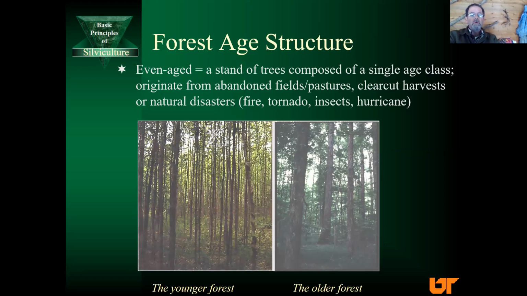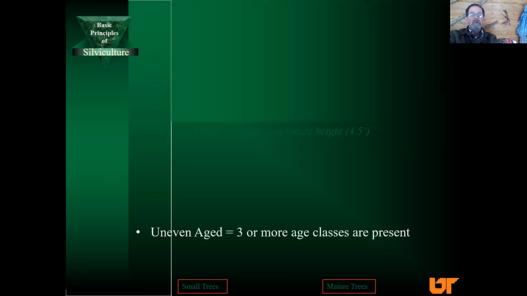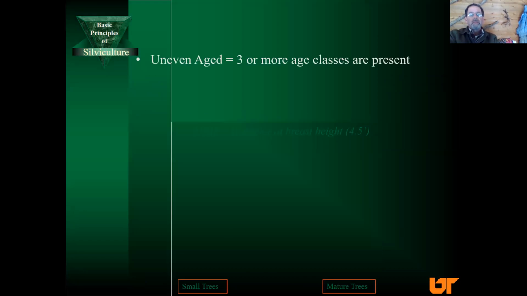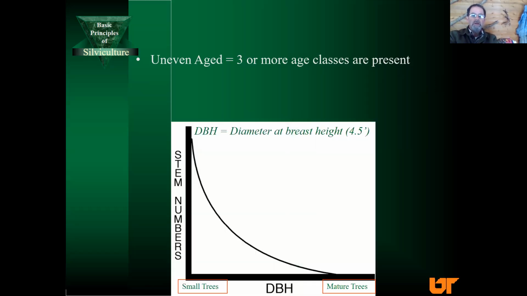Now, an even-aged forest can be differentiated from an uneven-aged forest. And so an uneven-aged forest is a situation where we have three or more age classes that are all present in the forest. And I'm not using a photograph to depict this. I'm actually using a graph to show you what I mean by an uneven-aged forest.